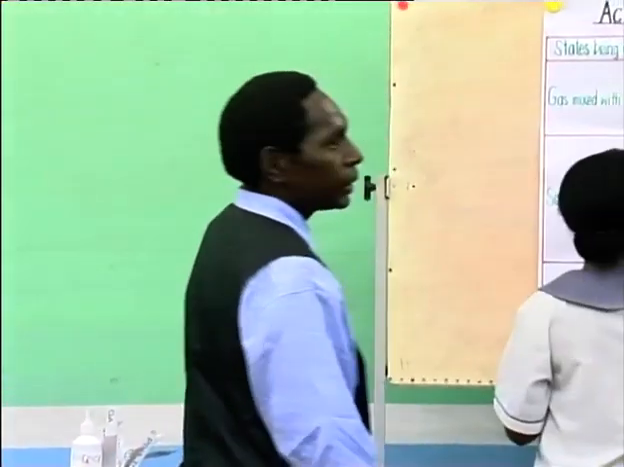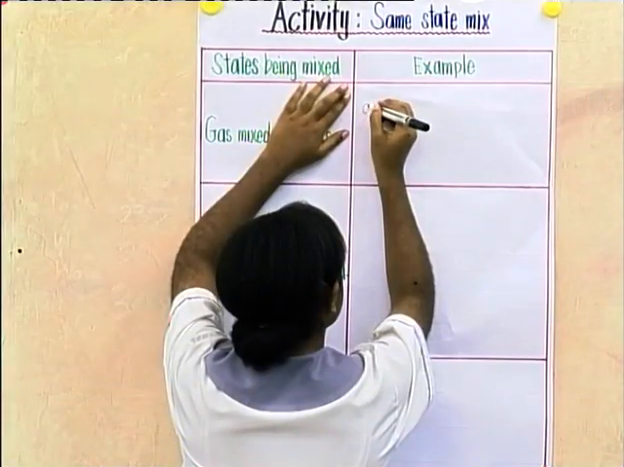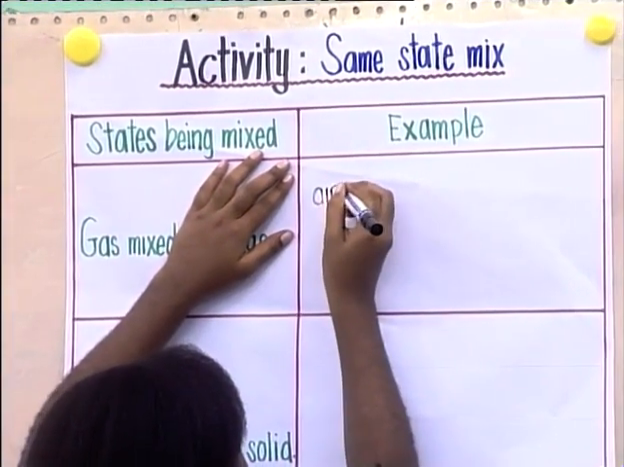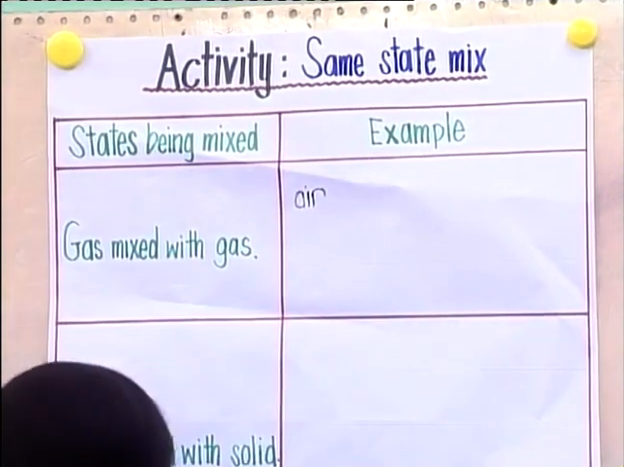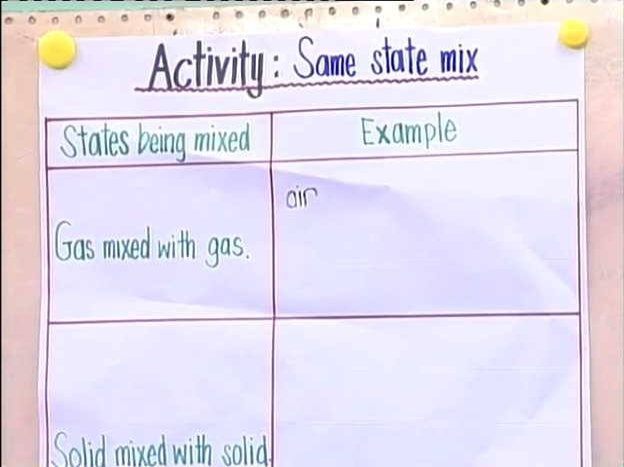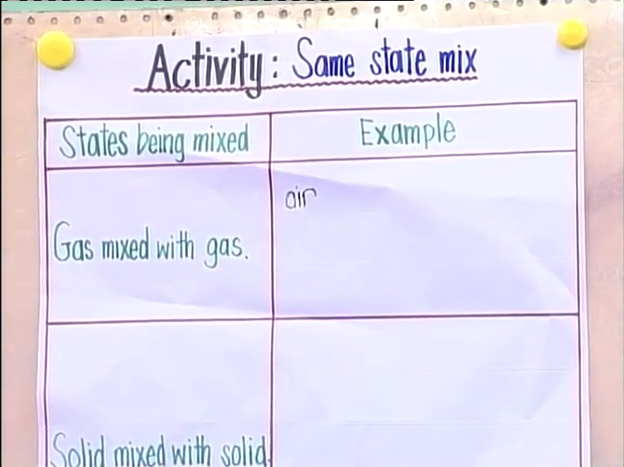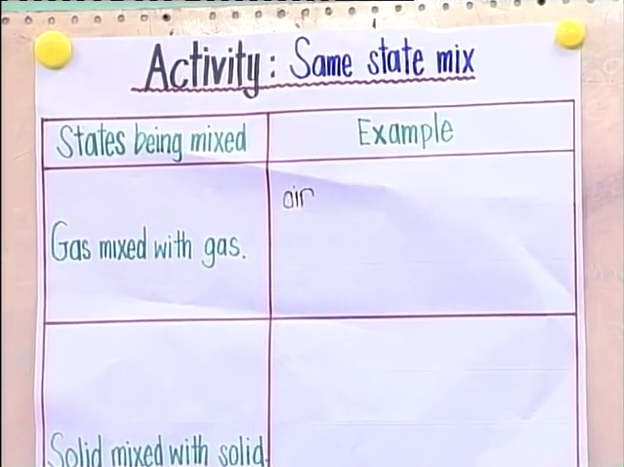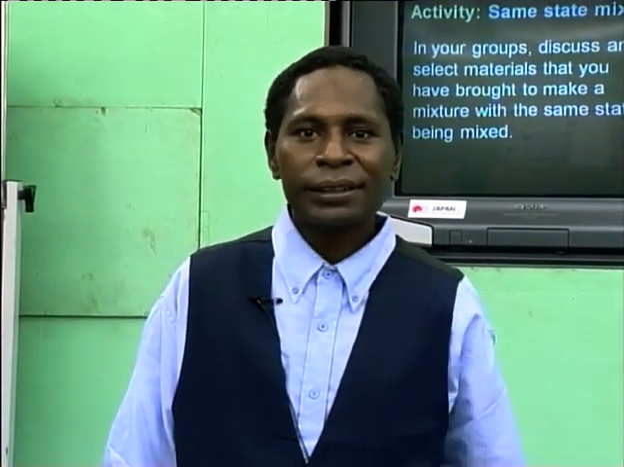Okay, gas mixed with gas. Air is a mixture of different types of gases. Air is a mixture of oxygen, carbon dioxide, nitrogen, and other gases, which you will look at later. When you probably go to grade 9, 10, you look at gases like argon, xenon, krypton, they all make up the air. So the main gases are nitrogen, oxygen, and carbon dioxide. Very good. Okay, that makes up the air.